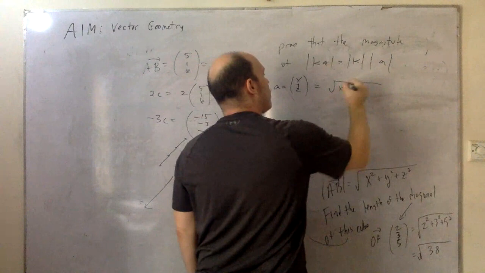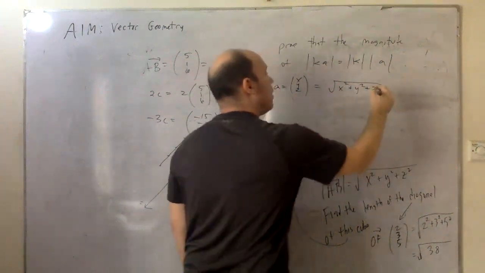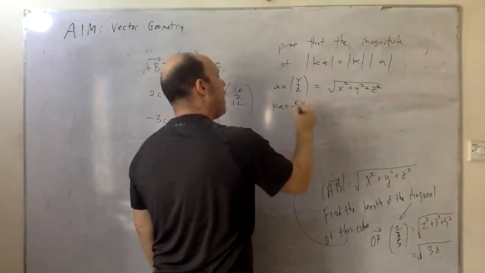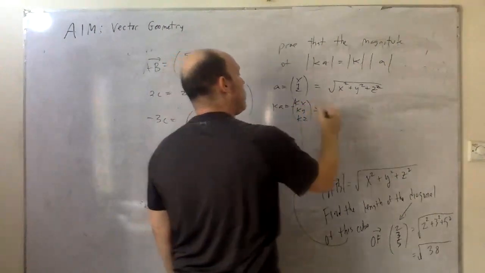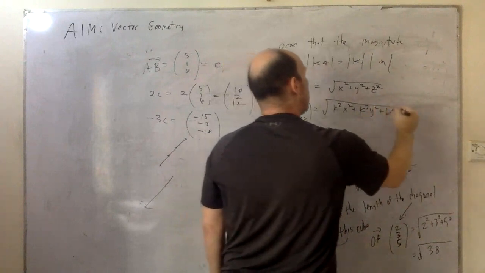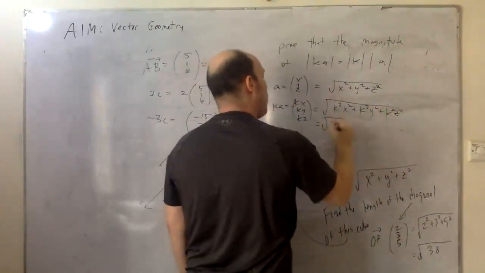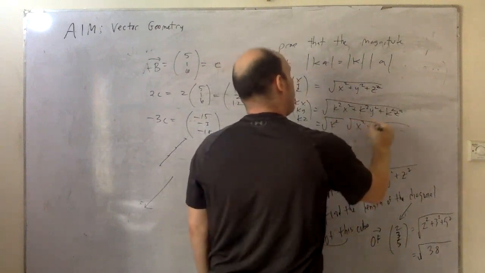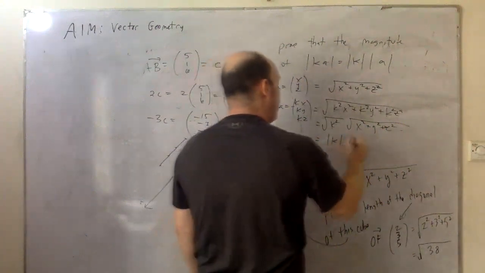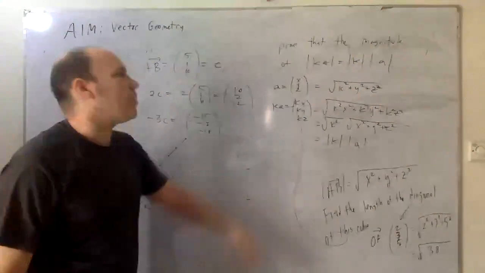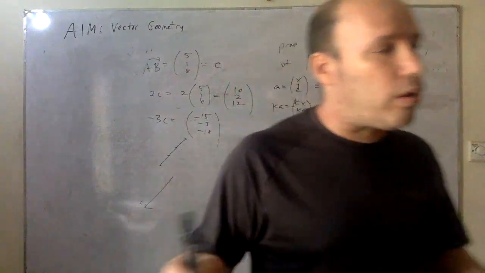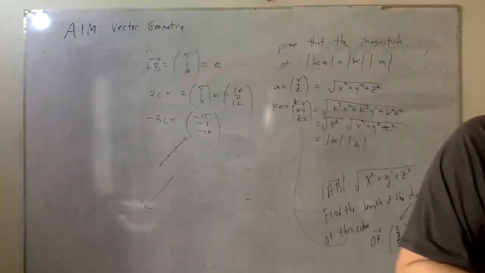So we know that the magnitude of A is the square root of x squared plus y squared plus z squared. So we know that kA is equal to kx, ky, kz, which is equal to the square root of k squared x squared plus k squared y squared plus k squared z squared. Factor out the k squared, factor out x squared plus y squared plus z squared, and we have the magnitude of k times the magnitude of A. And so that's the idea. These are little exercises. Go through all of them. What else do you want to talk about?